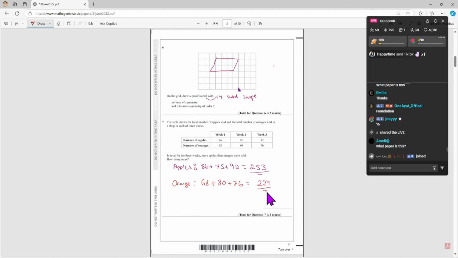This is Paper 3, guys. Paper 3, calculator, foundation level. We're doing the foundation tier today.